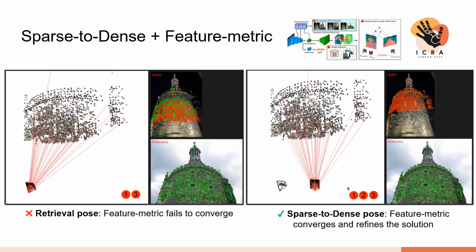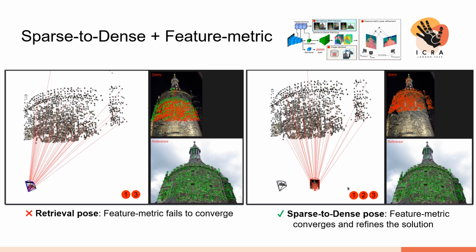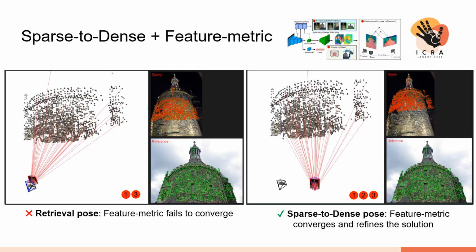The benefits of the combination of the sparse to dense and the featuremetric approaches are shown here. On the left, we use the coarse retrieval pose as initialization, resulting in a failure for the photometric optimization. On the right, we initialize with the sparse to dense pose, obtaining a much better initial pose that the photometric optimization can further refine.